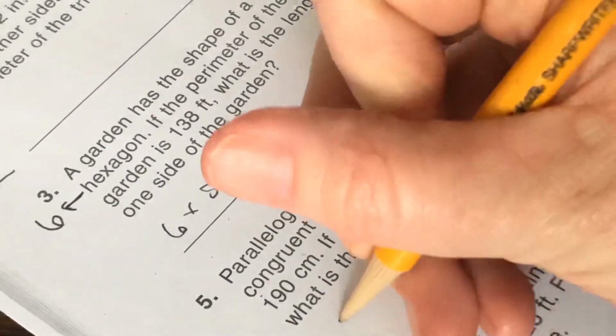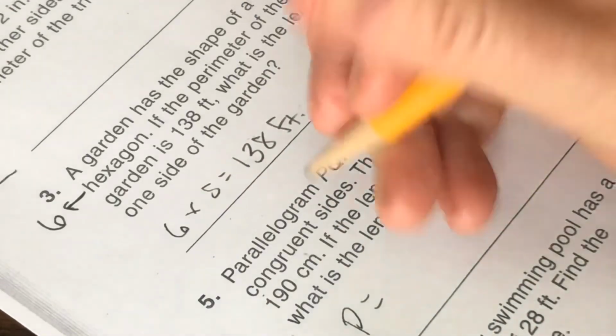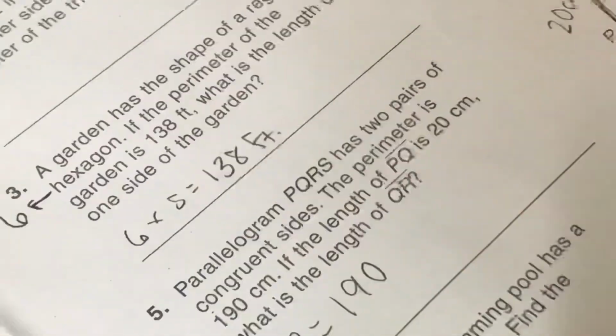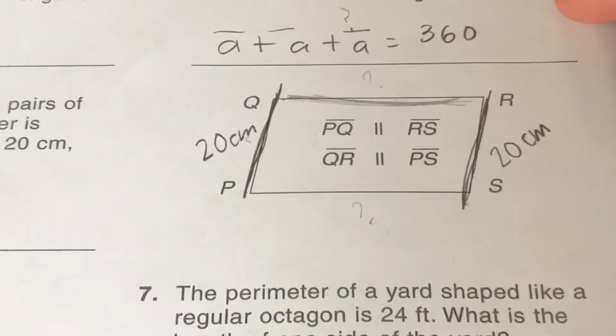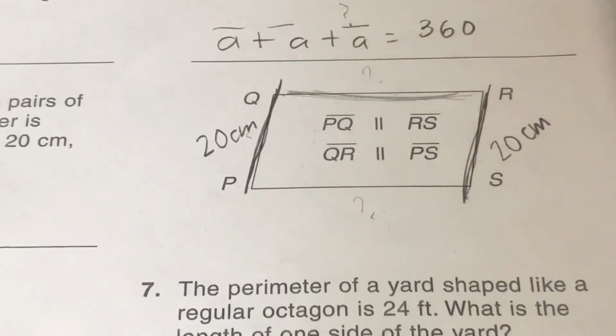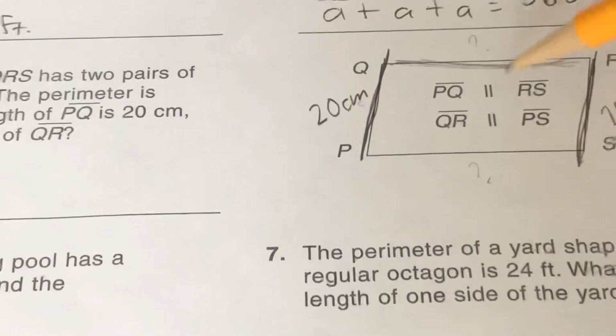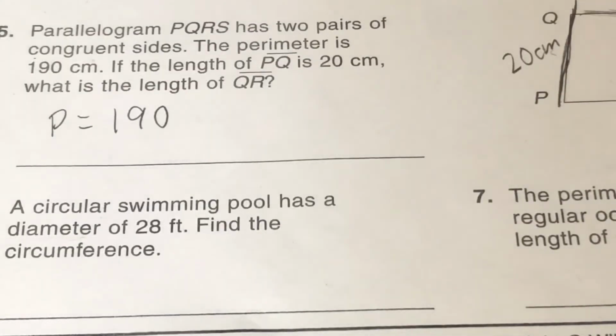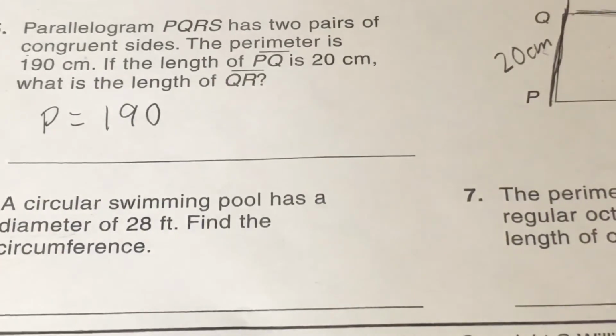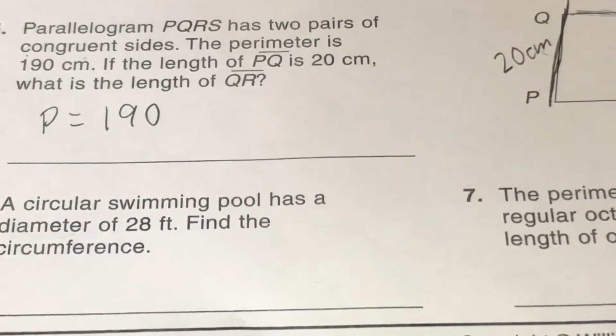Well, I don't know. What I do know is that the perimeter equals 190. I also know that this side and this side equal 40. So I know whatever this side and this side together would have to be added to 40 to get to 190. But I only need to know one side. So once I know what those are, I only need one side of that. So that's how you're going to figure that. That's how I would figure it out.